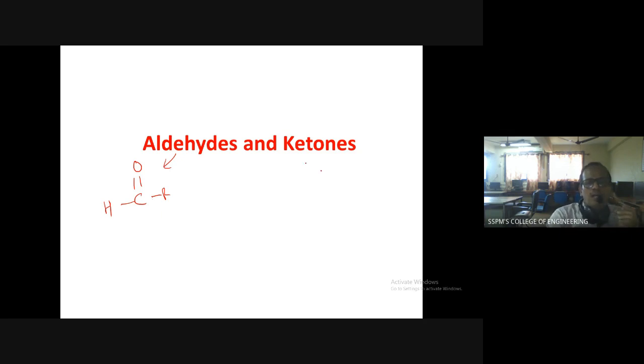That is aldehyde. Ketone means what? It has the carbonyl functional group, but the carbonyl group is directly attached to alkyl groups only. No hydrogen is directly attached to the carbonyl.